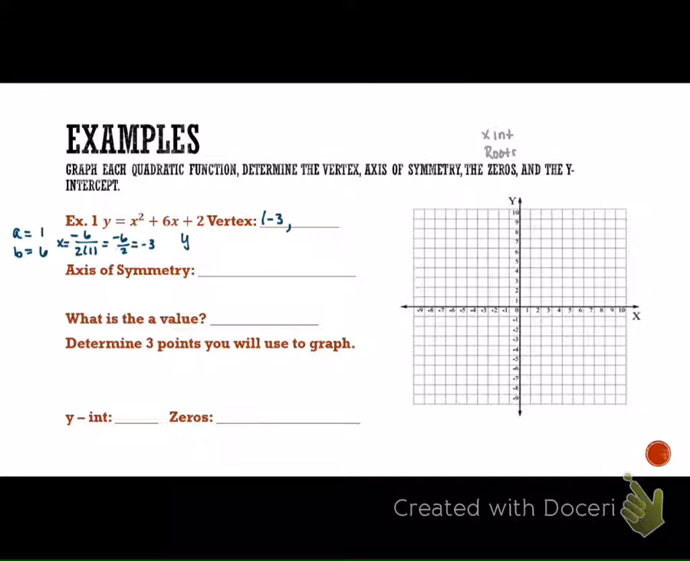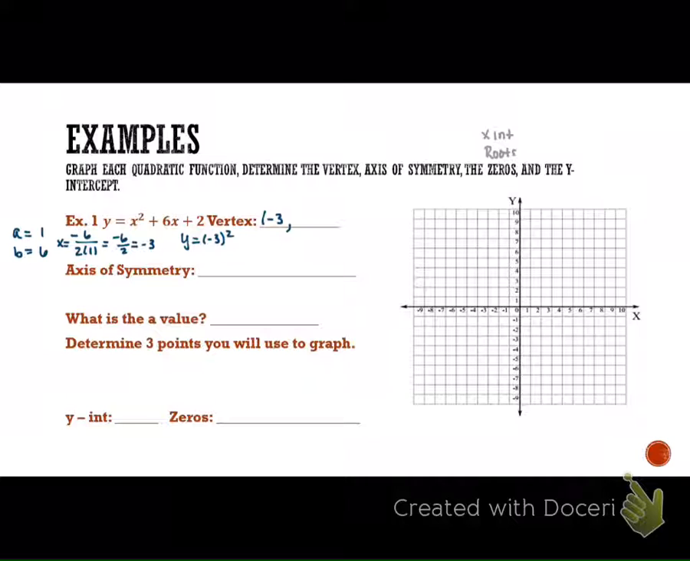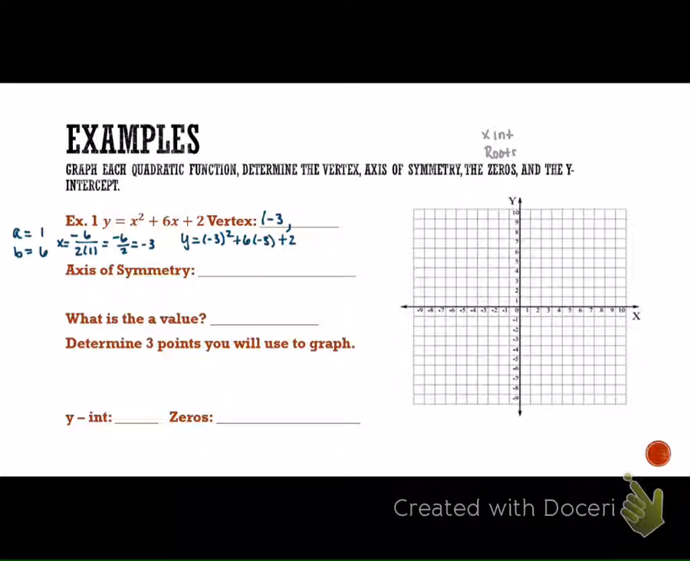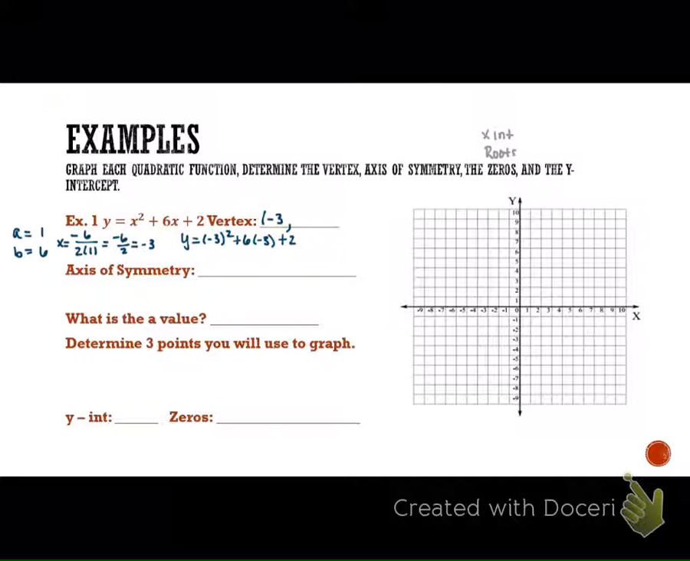So we have y equals (negative 3) squared plus 6 times (negative 3) plus 2. Technically, if you have a calculator like this or one of the Casio ones, you can plug it all in at once. You don't have to do all the steps. Now, Jill, you'll have to do it in order of operations, just to be able to do it.